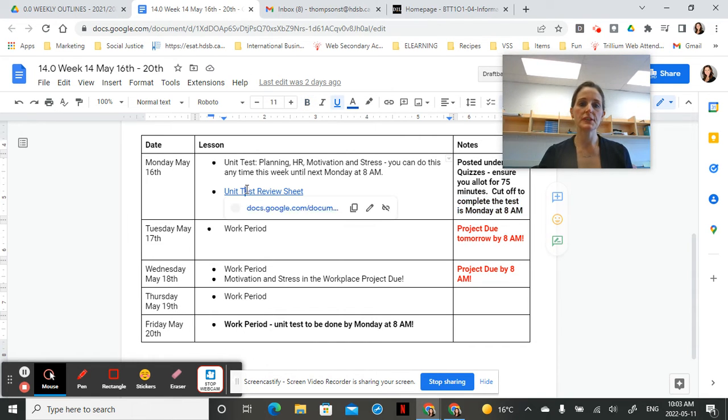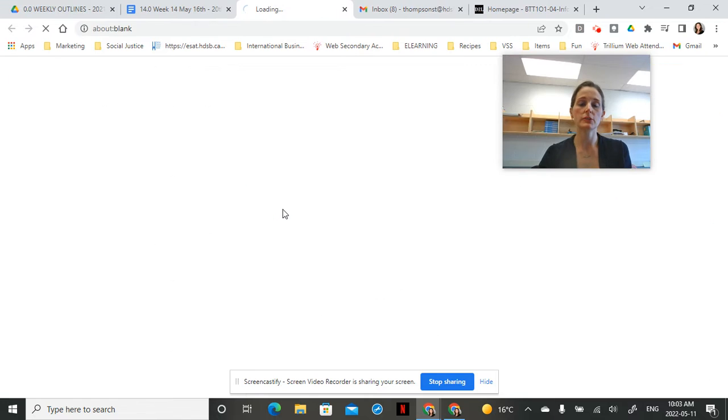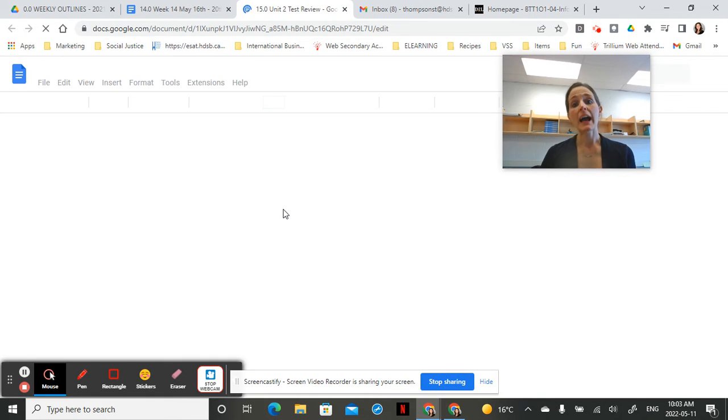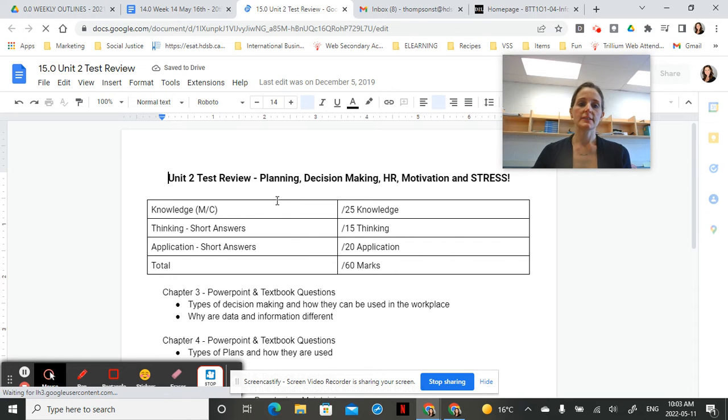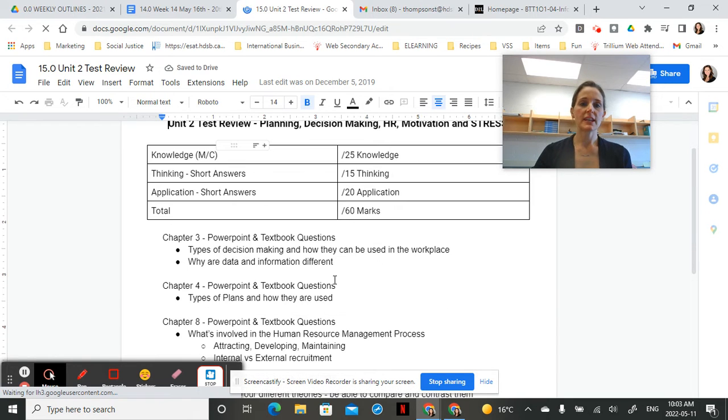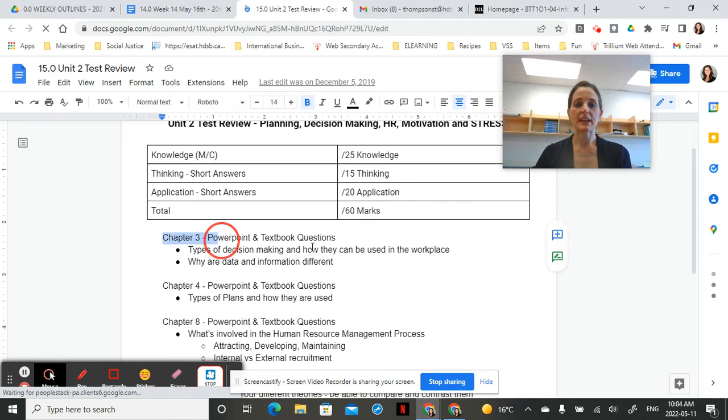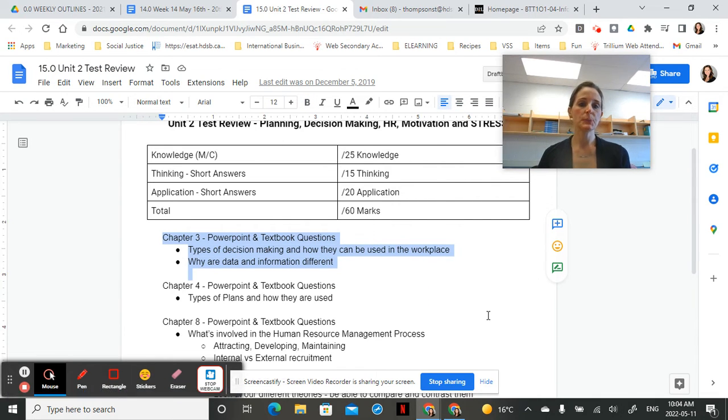Your unit test review sheet has been linked into the weekly document as well. Again, like I said, I did post it last week on our activity feed, and it really is a great resource. I've taken the liberty, and this is not something you'll get next year at university, of breaking down everything that you really need to focus on. For example, in this unit, there were a number of readings that you had to do, so make sure you review those slide decks as well as the textbook readings.